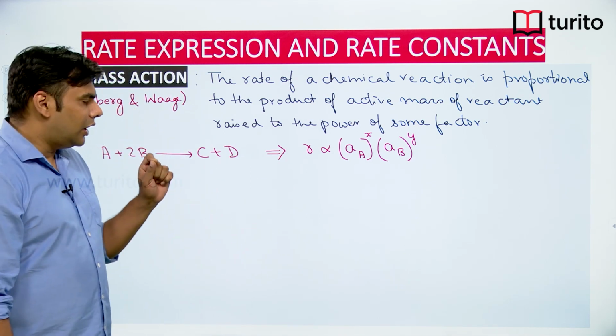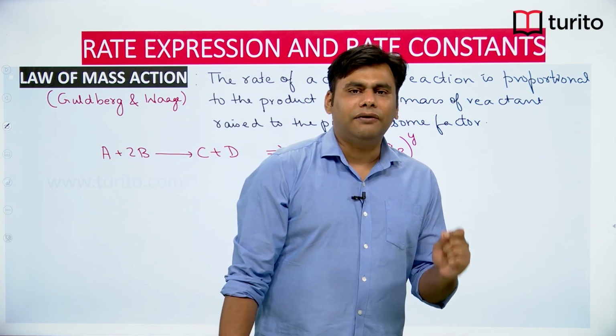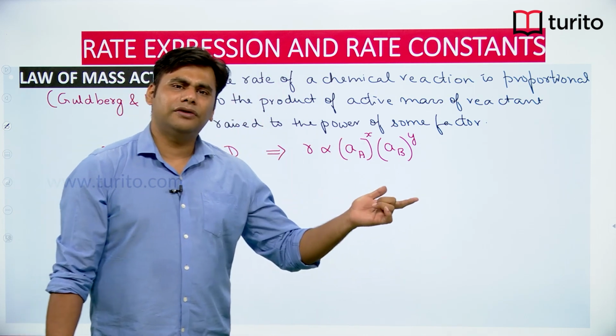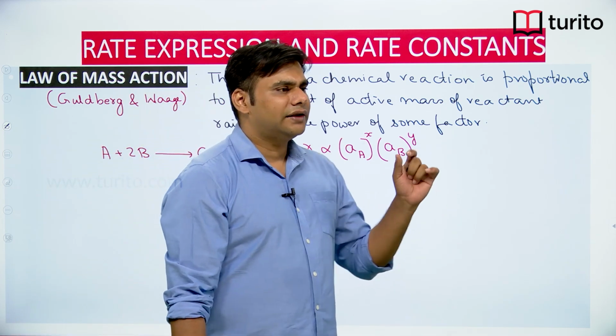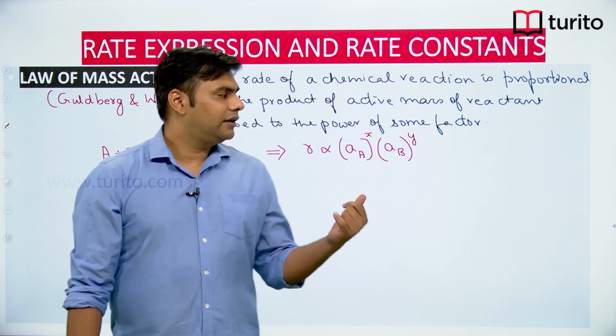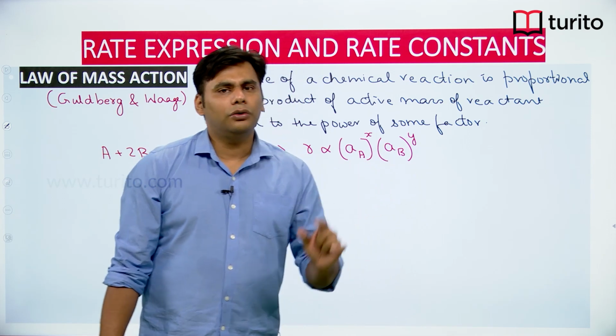Now generally we say that activity is equal to activity coefficient into concentration, right? This is something we have done in ionic equilibrium as well, where pH was minus log of activity of H plus. So basically here we define activity as activity coefficient into concentration.